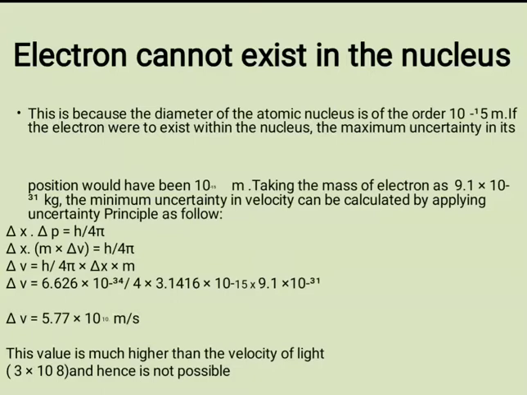Substituting all the values, we will get the value of Δv, that is the uncertainty in the velocity, and it will come out to be 5.77 × 10^10 meters per second. Now this value is much higher than the velocity of light. The velocity of light is just 3 × 10^8 meters per second. Hence, an electron cannot exist in the nucleus, because if it is to exist in the nucleus, it has to move with a speed which is much greater than the speed of light.